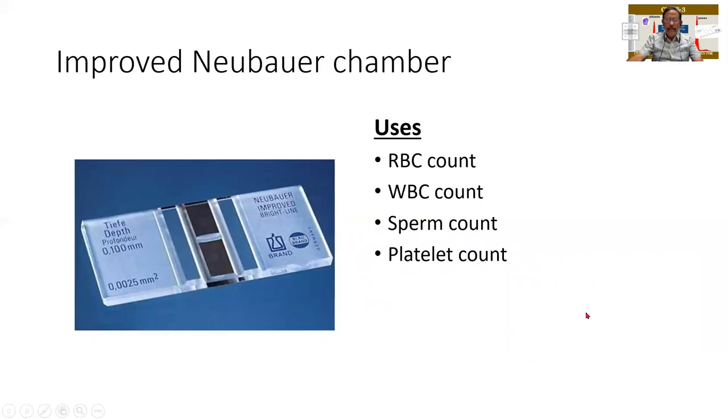What are the uses of it? Obviously, an RBC count, WBC count, sperm count, and a platelet count. All these cells have got a high number, therefore we need a chamber such as a Neubauer chamber. Whereas for a CSF, etc., the cells are few, so we will be using another chamber called the Fuchs-Rosenthal chamber.